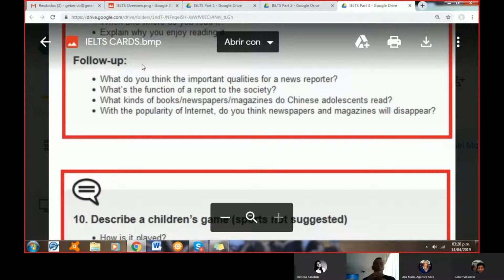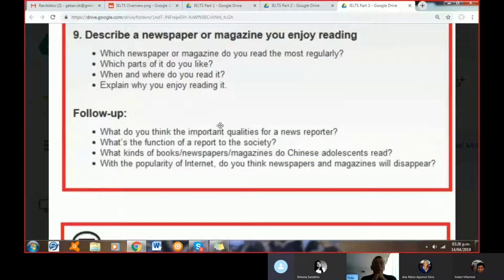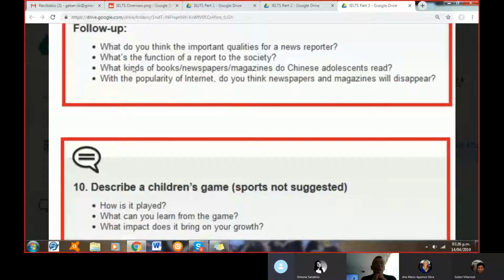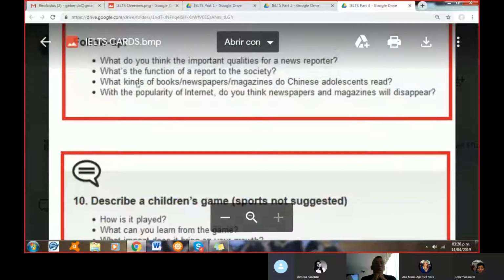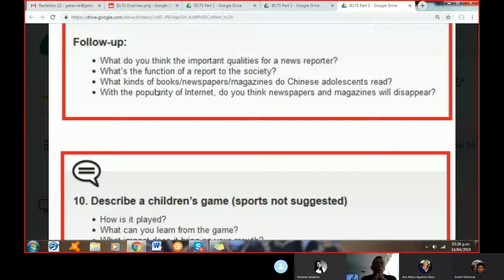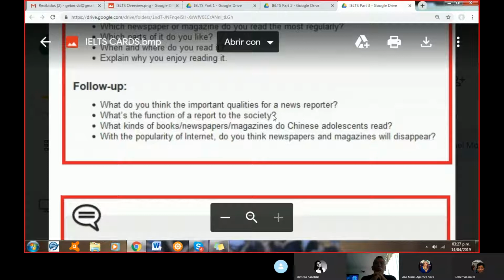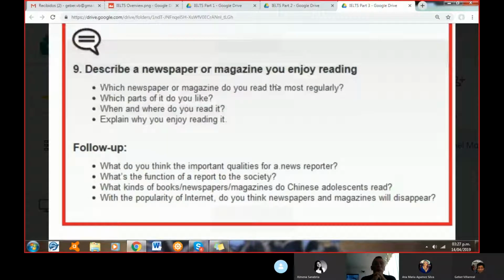In part two you had your 1 minute preparation, then you spoke for about 2 minutes, and then we will keep going. The examiner will ask you questions regarding part two. What do you think are the important qualities for a news reporter? That will be one question. What's the function of a reporter to the society? What kinds of books, newspapers, magazines do Chinese adolescents read, and something like that? It would be the development of part two.